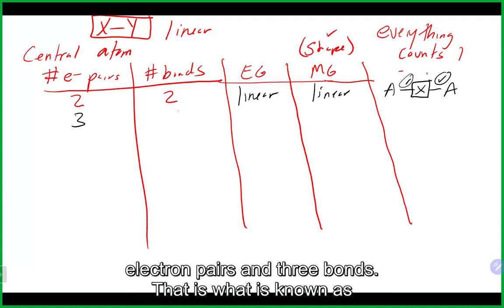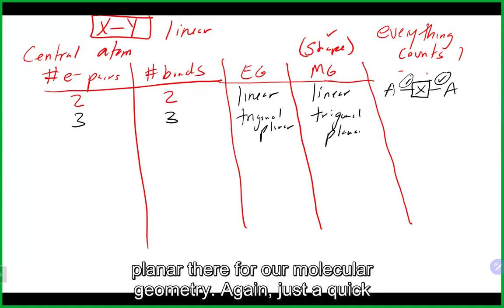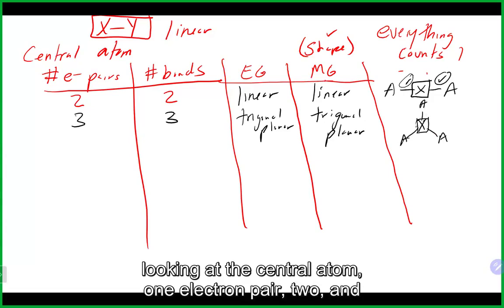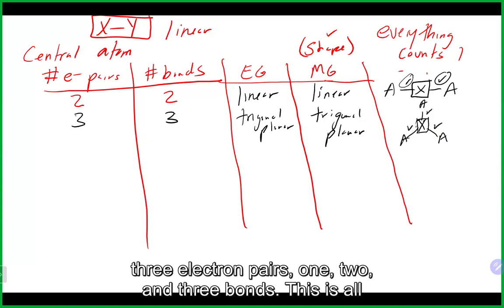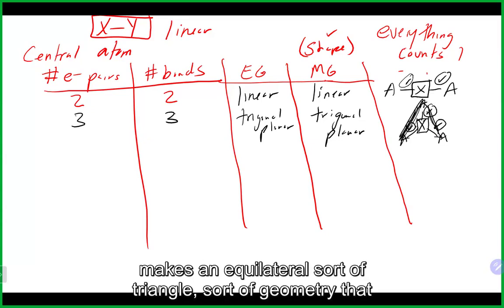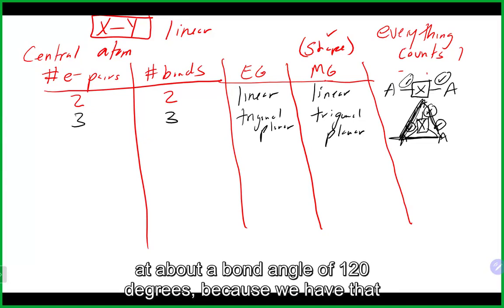We also saw 3 electron pairs and 3 bonds. That is what is known as trigonal planar for the electron pair geometry, and trigonal planar there for our molecular geometry. Again, just a quick sketch of that. Looks something like this. Again, looking at the central atom, 1 electron pair, 2 and 3 electron pairs, 1, 2, and 3 bonds. This is also sometimes referred to as triangular because it kind of makes an equilateral sort of triangle geometry that occurs in that case. They end up getting away from each other at about a bond angle of 120 degrees.